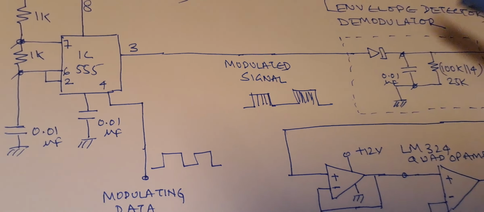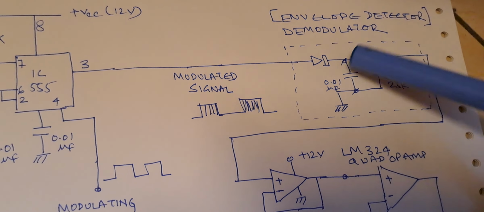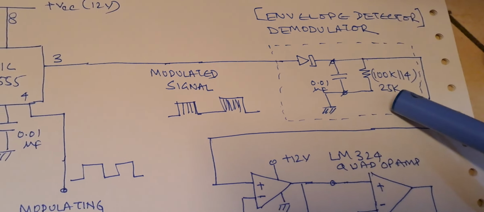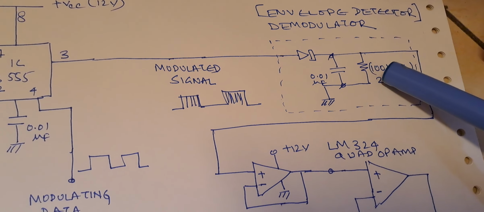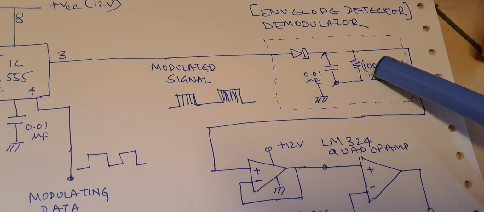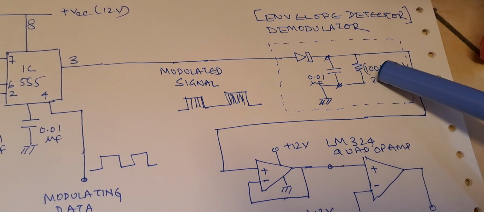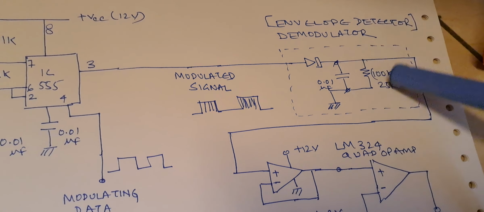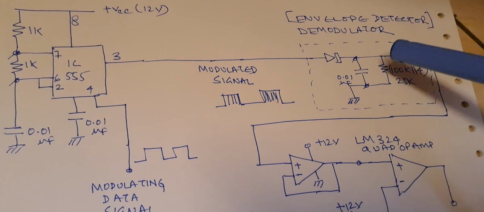Finally here you can see there is a demodulator. I am using an envelope detector. In the previous video I was having only 100k resistance and I was seeing some bad waveform. So now I have enhanced here. I am using 25k resistance with a 0.01 microfarad capacitor. Possibly I will reduce this resistance further in the next video.